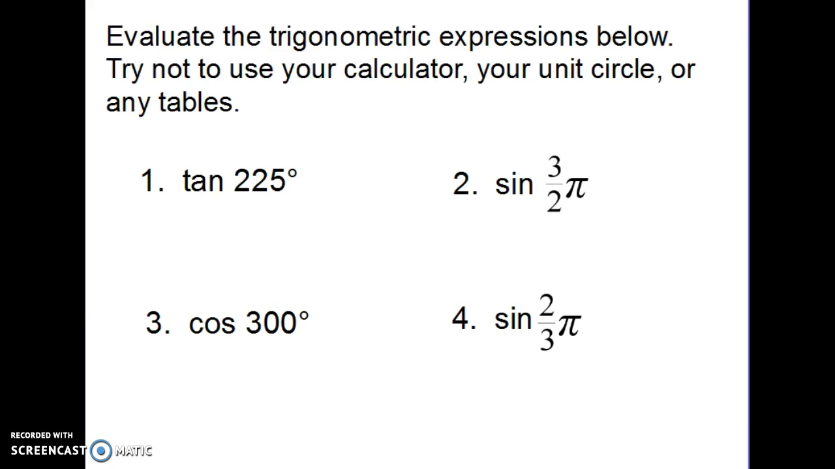Tangent of 225 degrees. They're laughing at me because I have a headset on. 225 degrees. In what quadrant is 225 degrees? 1, 2, 3, or 4? 3. All right. Now, if you remember that whole ASTC thing, if you're in the 3rd quadrant, tangent is positive, right?